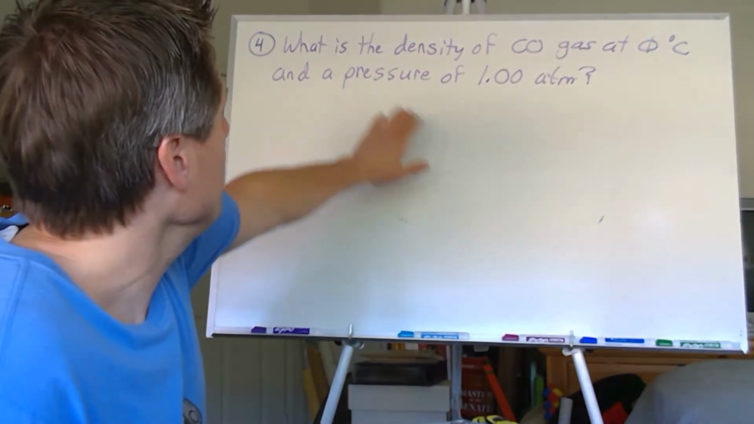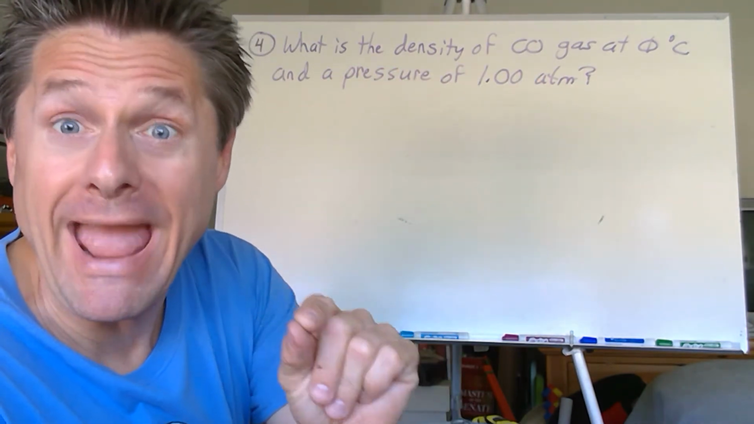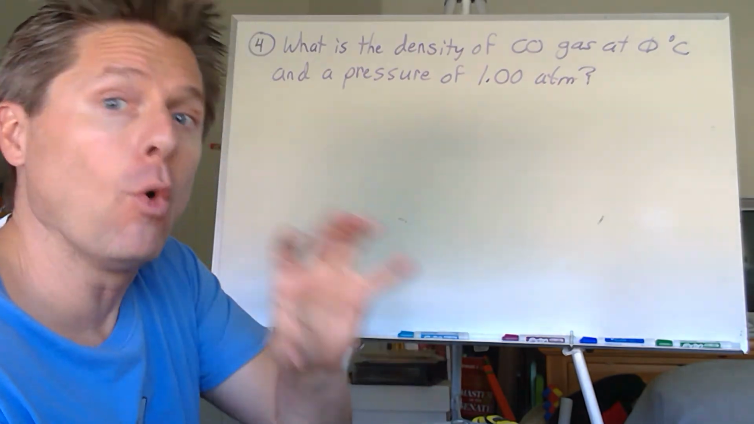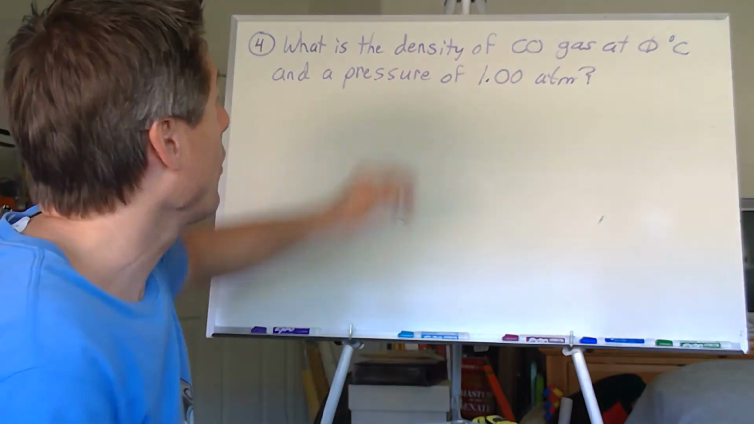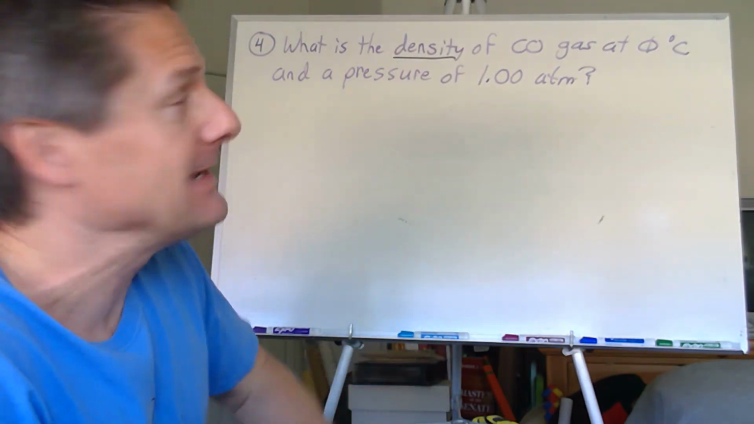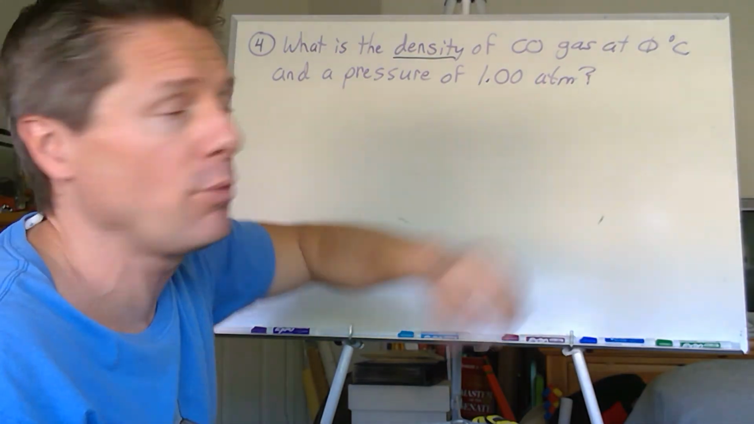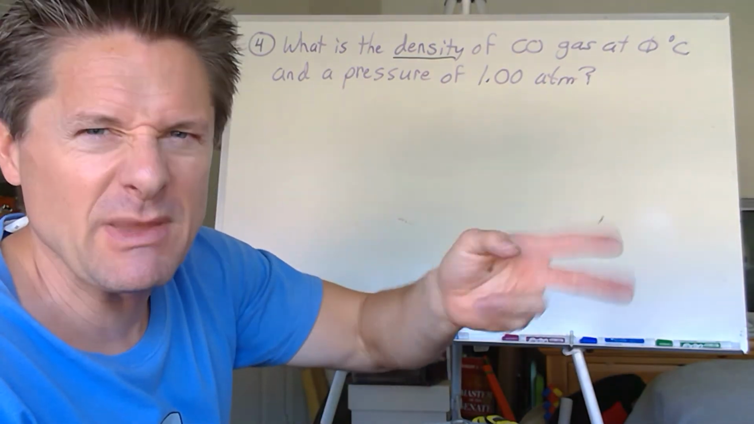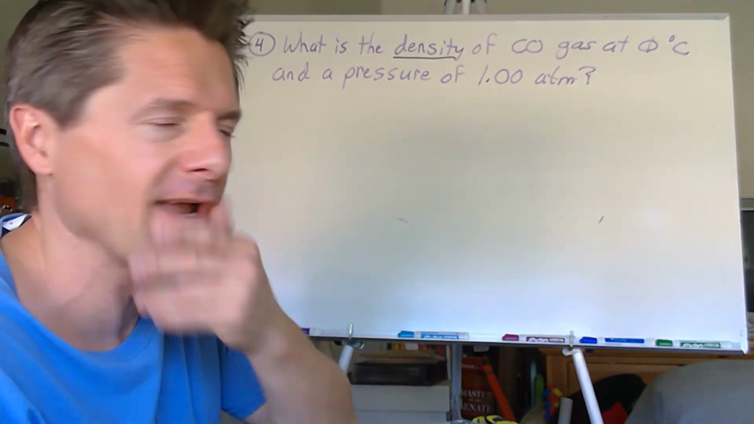All right, here's another one. I'm showing you how to look for keywords. The last problem, the keyword was the mass. Remember, that's the only gas law equation that had the mass in there, with the molar mass and mass. So what is the density of carbon monoxide gas at 0 degrees Celsius and a pressure of 1.00 atmospheres? Those are going to be important in the next video. We're going to look at something called standard temperature and pressure, kind of a reference point.